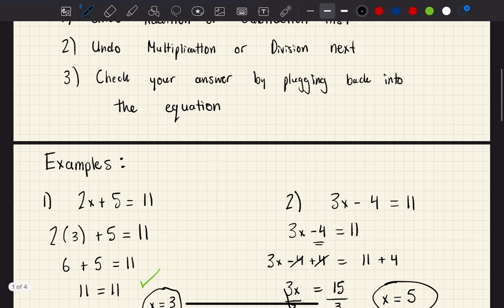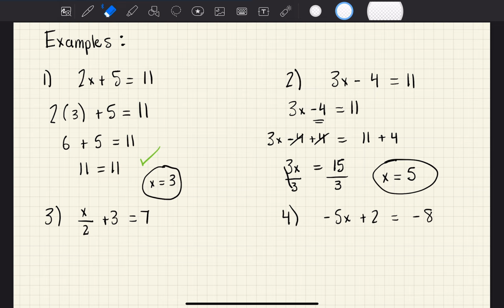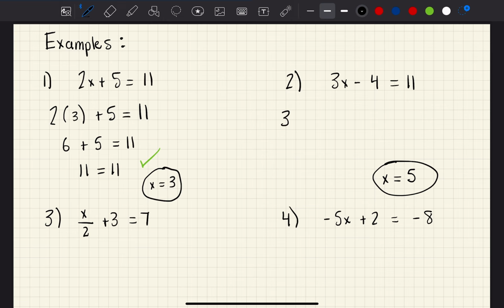Okay, going back, our third step says check your answer by plugging back into the equation. So what we can do next is take that x equals 5 and plug it back into our original equation. So we have 3 times 5 minus 4 is equal to 11. We'll do that multiplication next. 3 times 5 is 15, minus 4 is equal to 11. 15 minus 4 is 11, and 11 is equal to 11, which shows that it is correct.